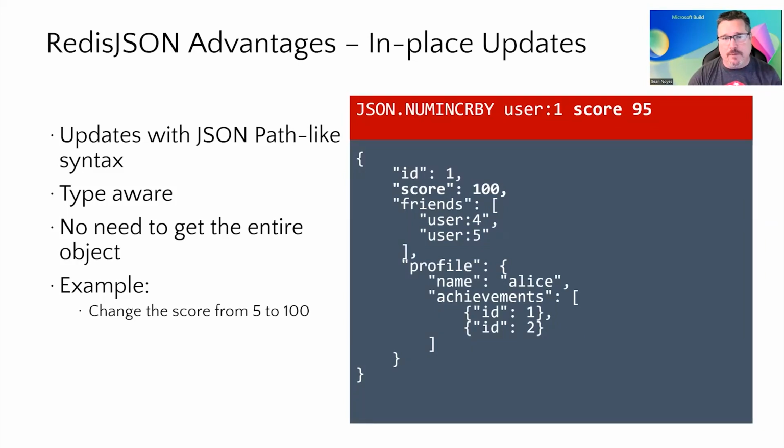You use a JSON path-like syntax to query these, and you can do in-place updates. So in this example, you can see that we're going to increment a number by 95. So user one's score goes from 5 to 100. We're doing that in place.